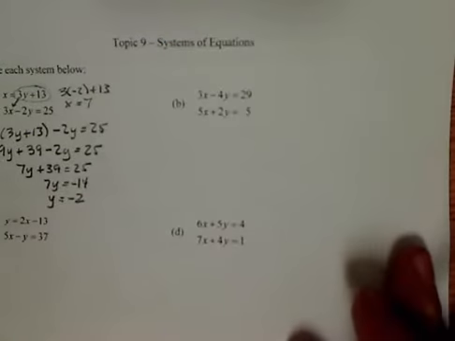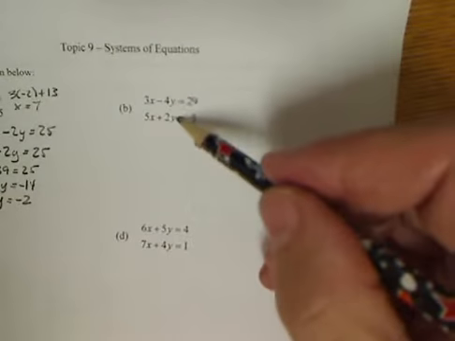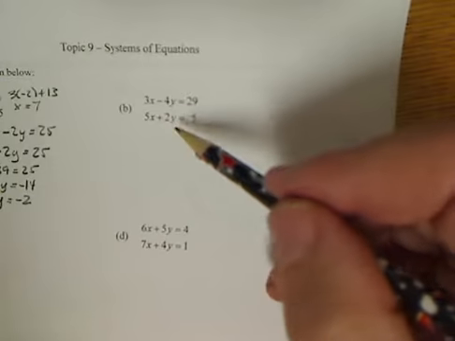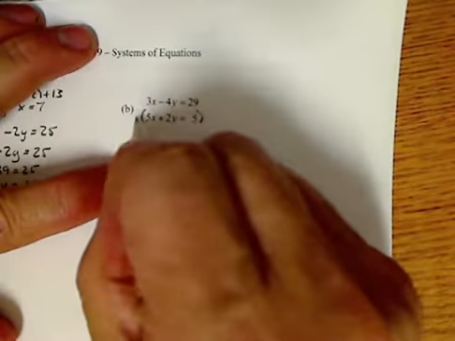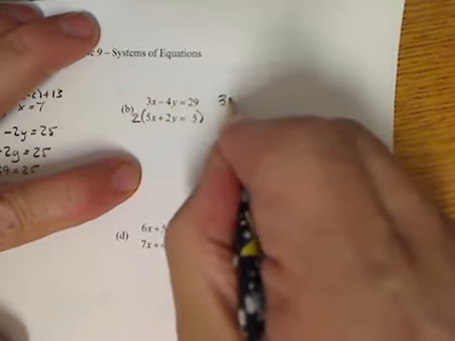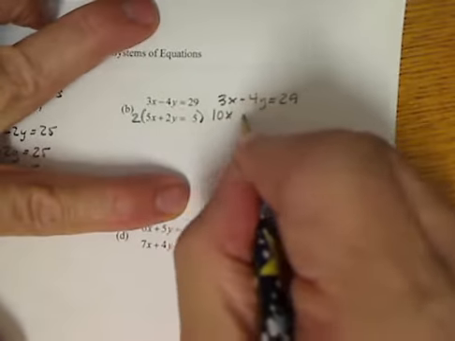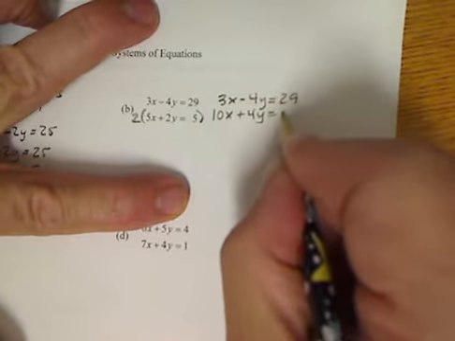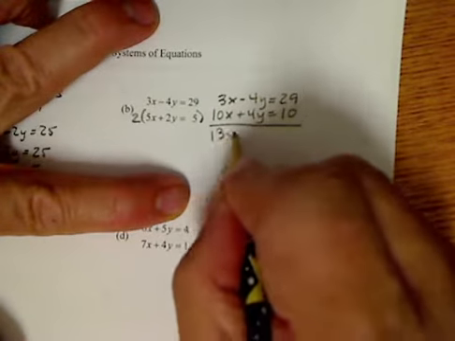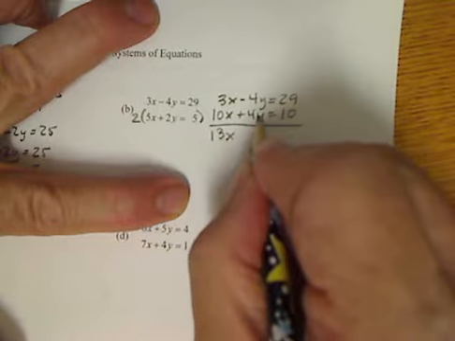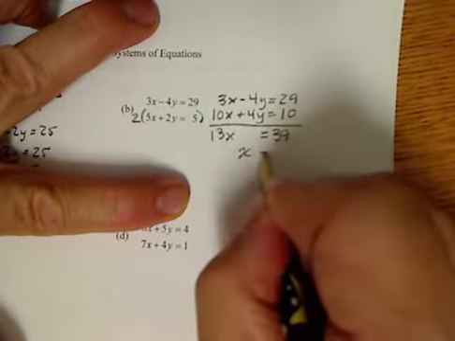Okay, the next method on this part B, this is a good example of elimination. We want to multiply one or both of these equations by a number so that when I add the 2 equations together, I can get something to cancel. So if I multiply this bottom equation by positive 2, I'm going to rewrite the top equation. 3x minus 4y equals 29. We have bottom equation is 10x plus 4y is equal to 10. We add these 2 equations together. 3x plus 10x is 13x. Negative 4y plus 4y is 0. 29 plus 10 equals 39. X is equal to 3.